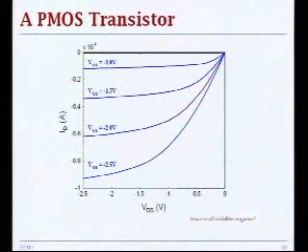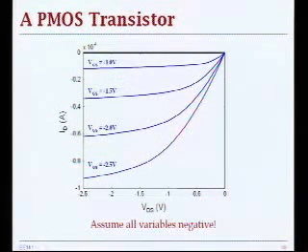For the PMOS transistor, you just reverse the polarity of the voltages. For the PMOS, you have a gate to source voltage that is negative compared to the NMOS, because the PMOS is turned on at logic 0 and turned off at logic 1.